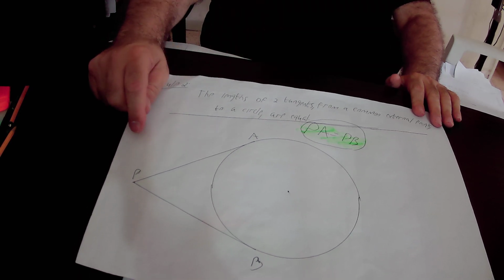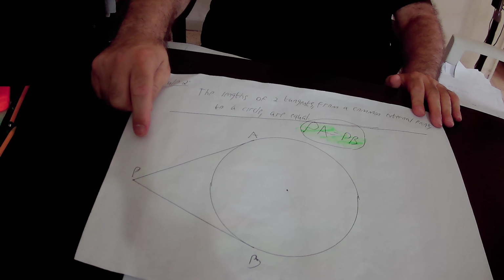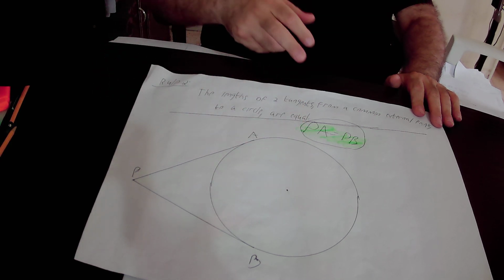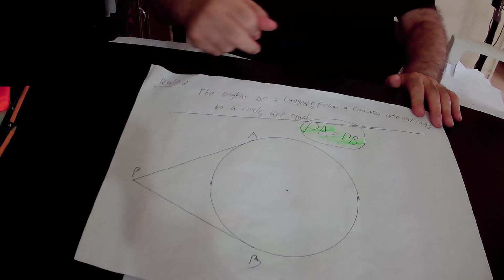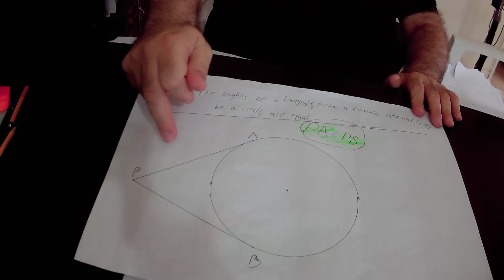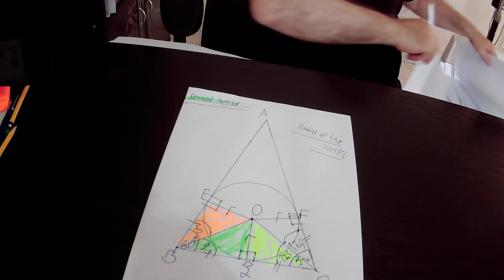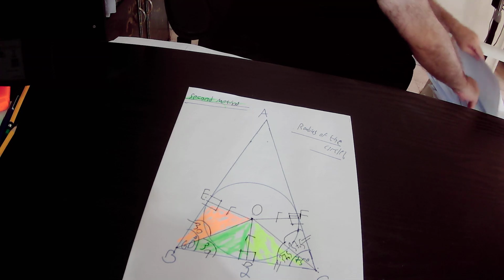We have the common external point P. From the common external point P, we have two tangents to this circle, tangent PA and tangent PB. And according to this rule number 2, the lengths of those two tangents are equal to each other, that is to say PA is equal to PB. We implemented rule number 2 in our drawing.